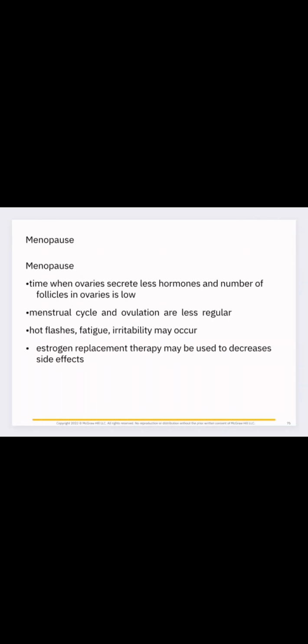Menopause. Menopause is the time when the ovaries secrete less hormones and the number of follicles in the ovaries is low. Menstrual cycle and ovulation are less regular. Hot flashes, fatigue, and irritability may occur. Estrogen replacement therapy may be used to decrease side effects.